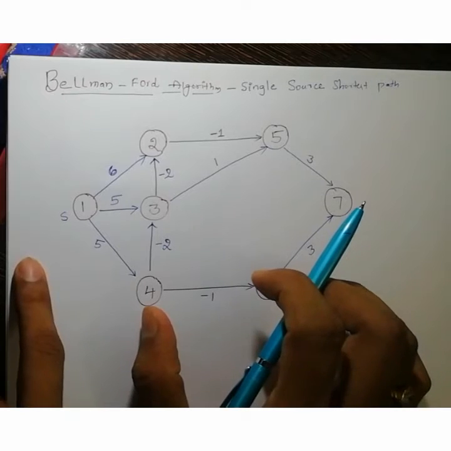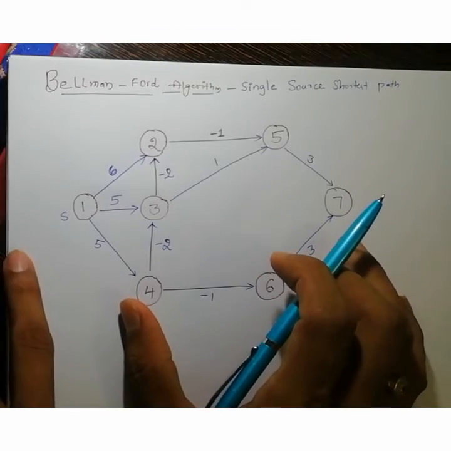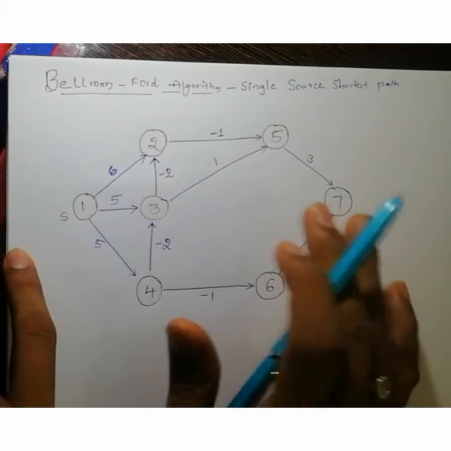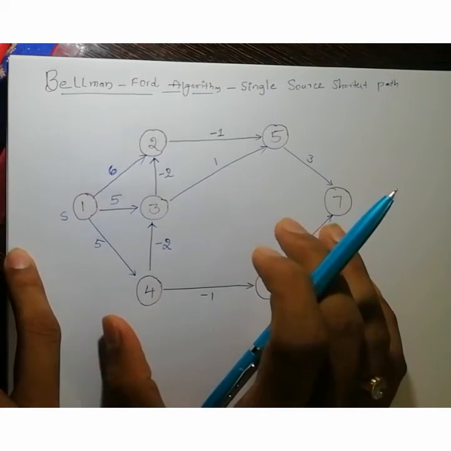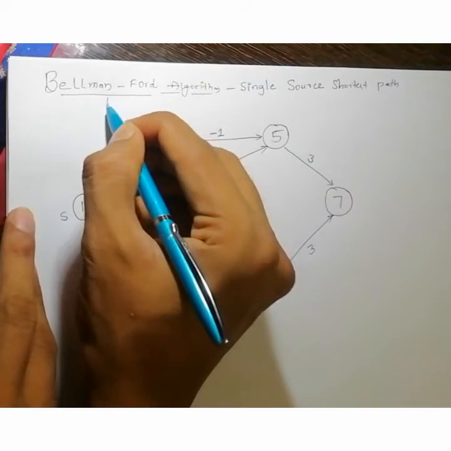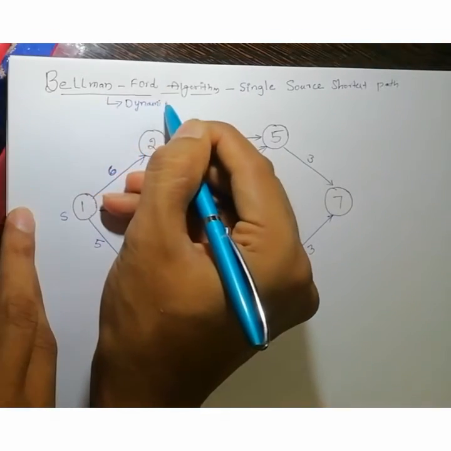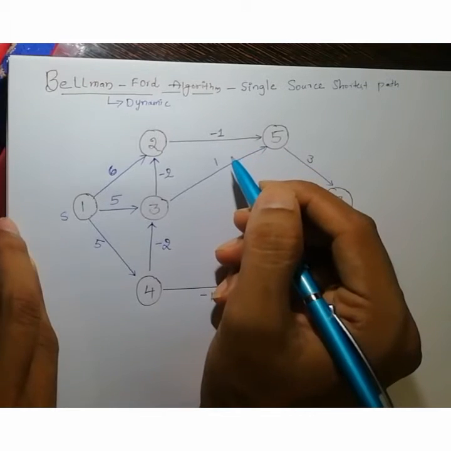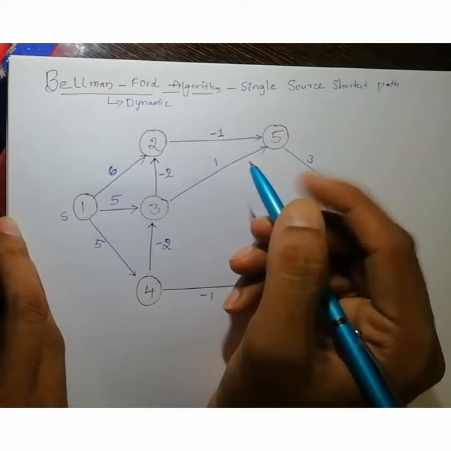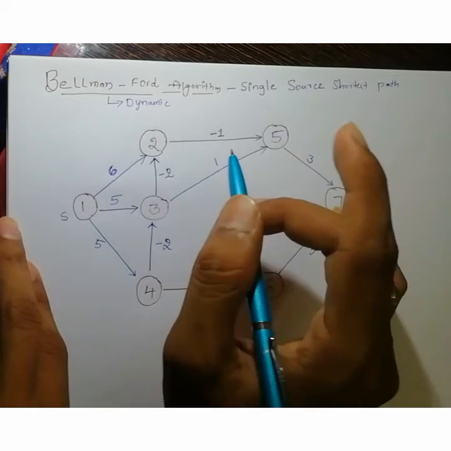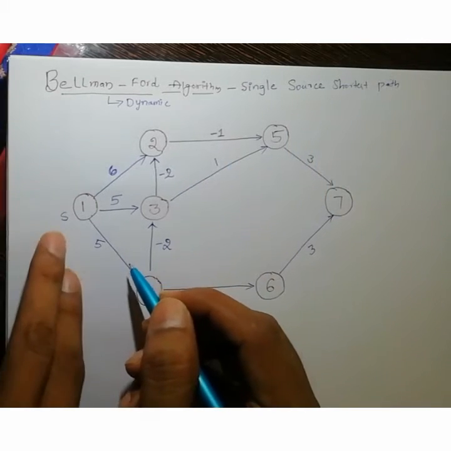First step, same as your Dijkstra's. If anyone wants clarification of Dijkstra's, the procedure is different. Here we are using a dynamic programming procedure. Bellman-Ford is a dynamic programming procedure, whereas Dijkstra's algorithm is a greedy procedure. Okay, fine. So what is the first step?